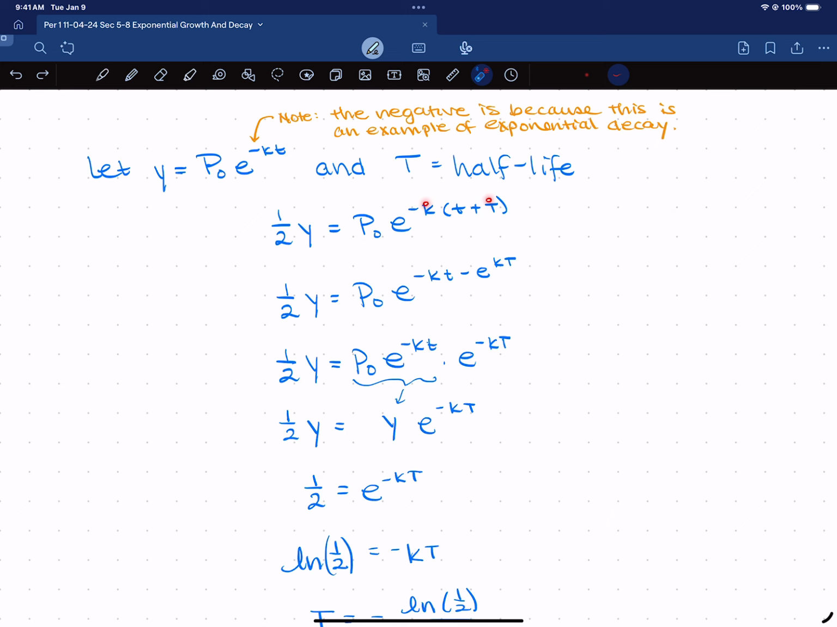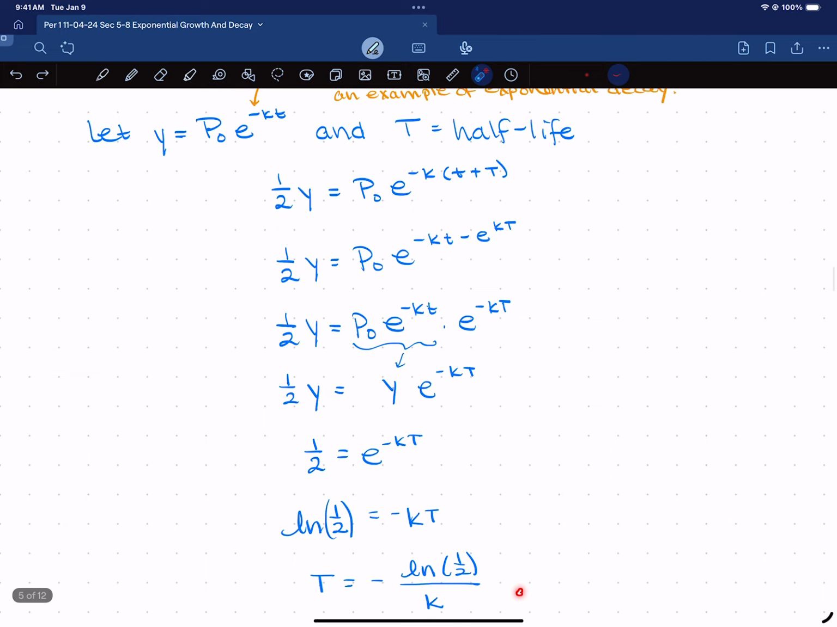I'm going to just distribute the negative k, and I'm going to split it up into two factors. Again, when you multiply with the same base, you can just add the exponents, so this works. Here is our equation for y, right up here. And then we can divide the y out, and we get this, and take the natural log of both sides, you get here, and then all we have to do is just divide by t. And there's our formula.